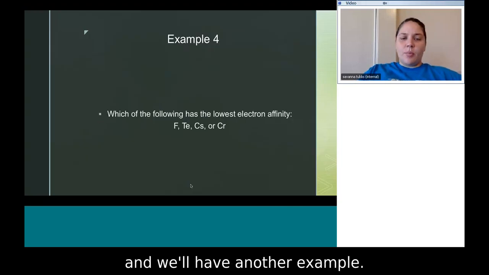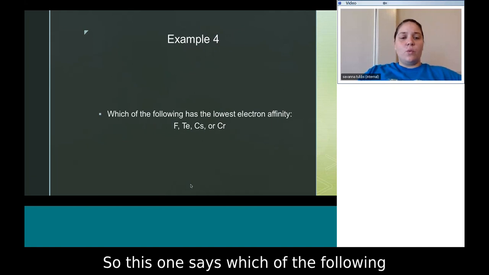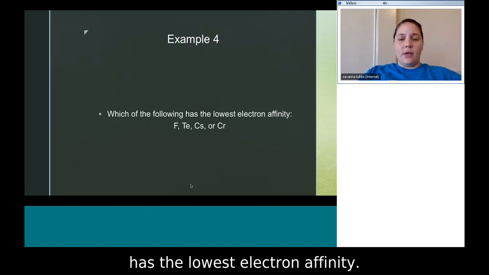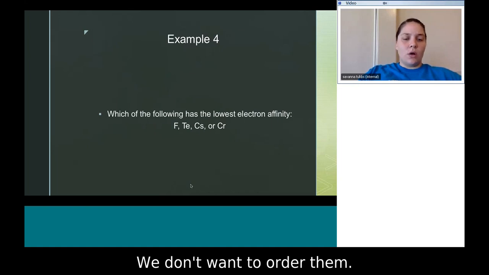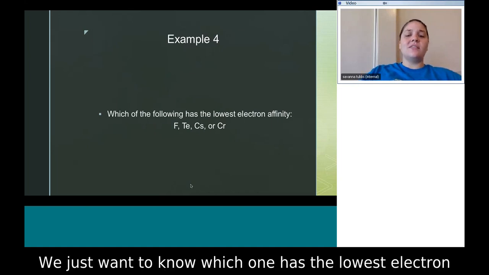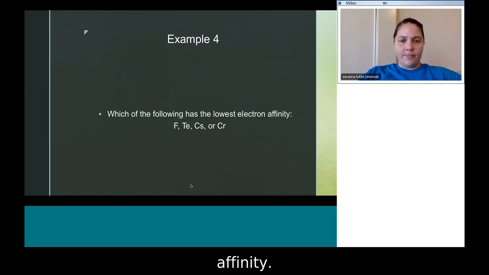And we'll have another example. So this one says, which of the following has the lowest electron affinity? And they gave us F, Te, Cs, or Cr. So we just want one. We don't want to order them. We just want to know which one has the lowest electron affinity.